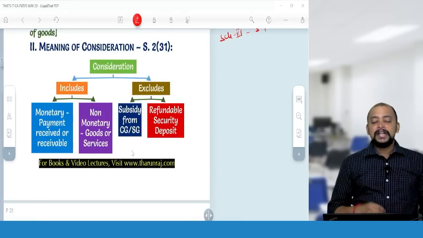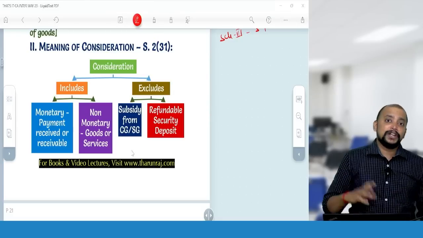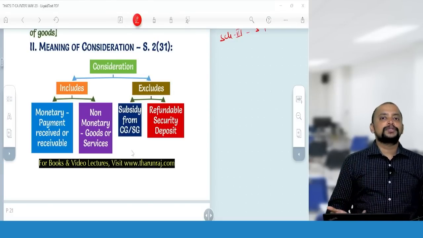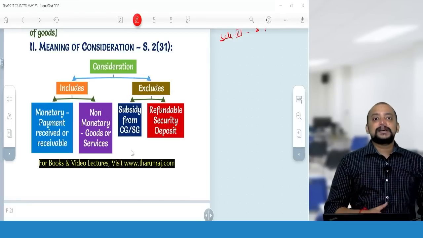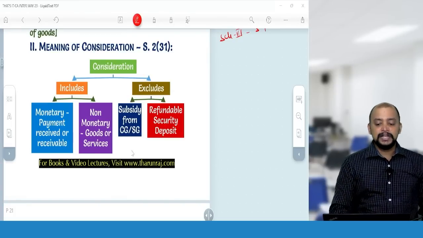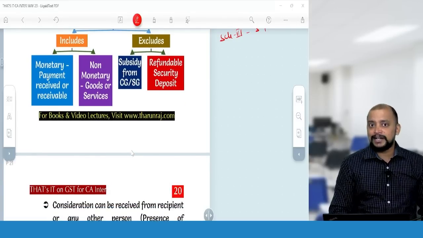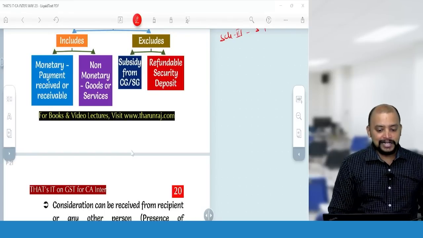Consideration includes what? Monetary payment, that is any amount received or receivable. So it can be monetary or non-monetary, and non-monetary can be in the form of goods or in the form of services. But the consideration definition excludes subsidy from central government or state government, or refundable security deposits. So whenever we collect some security deposit which is refundable in nature, that will not be treated as consideration. Also, subsidy from central government or state government is not treated as consideration.